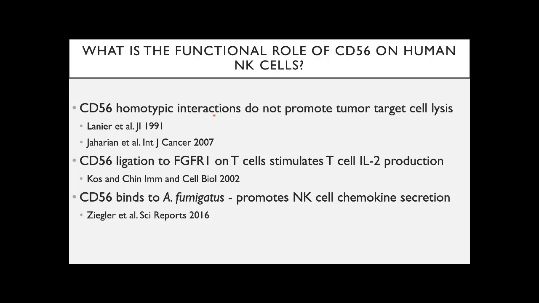by binding to other CD56 molecules on the target. And we do know that CD56 can bind to FGFR1 on T cells and stimulate T cell production. So this is a productive interaction that occurs between NK cells and T cells that's mediated by CD56. And then it also has a role, it seems, in binding to fungus, particularly Aspergillus, and it can promote NK cell chemokine secretion that way.